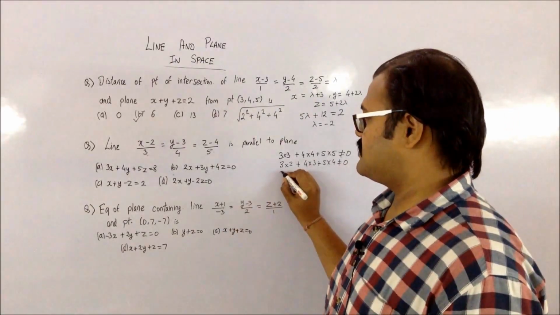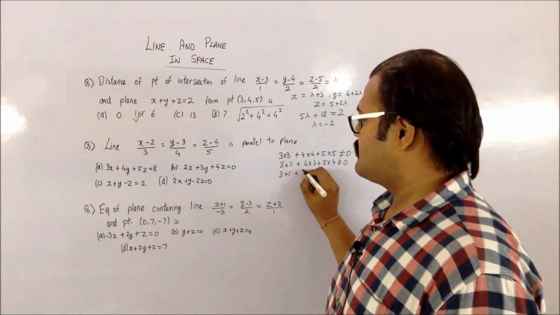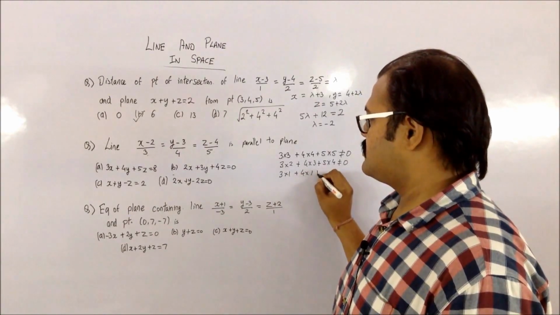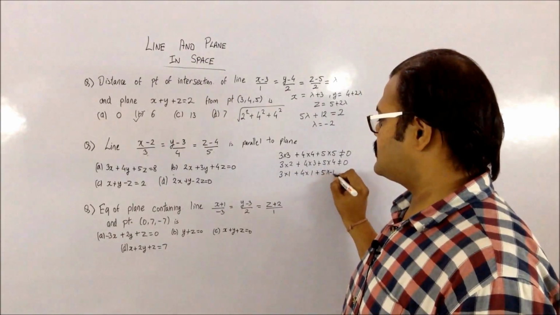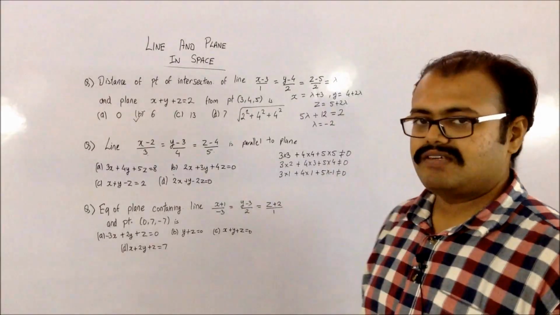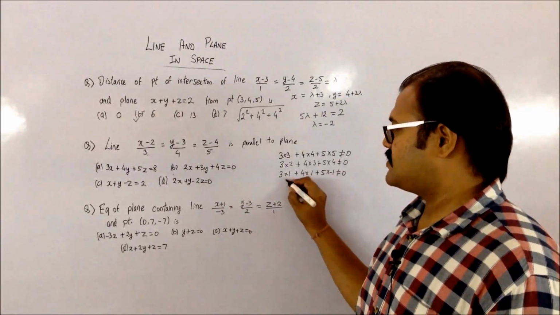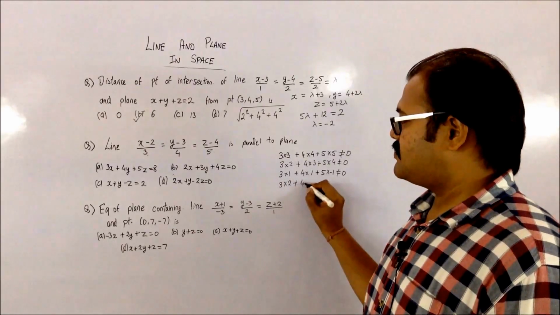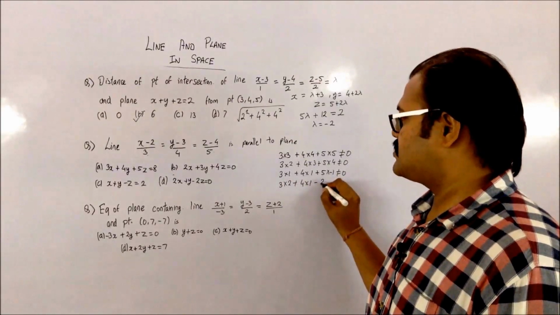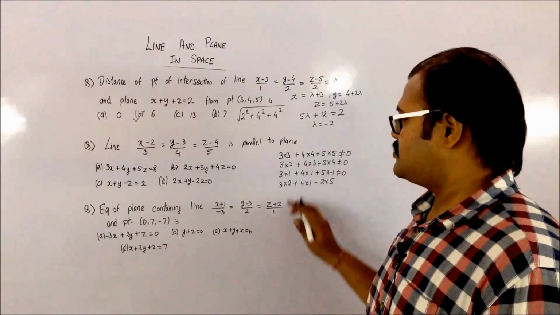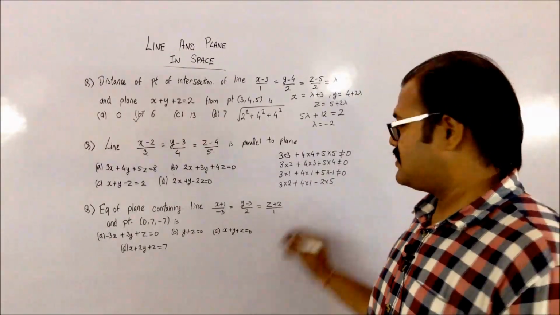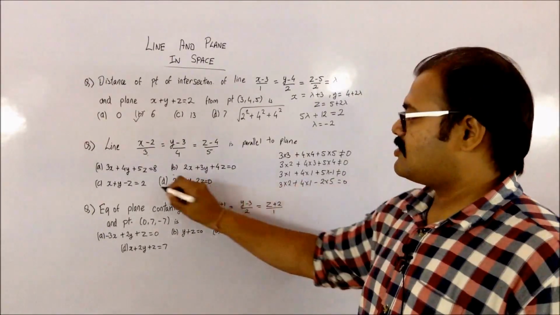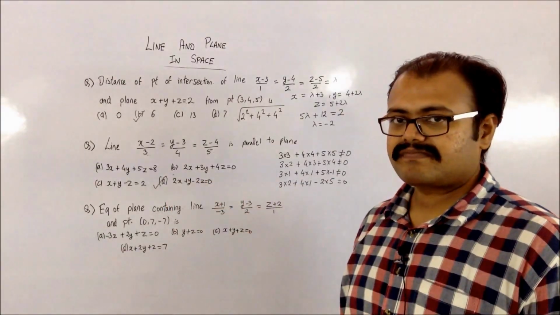The next one, which is 3 into 1 plus 4 into 1 plus 5 into minus 1, also is not equal to 0. And the last one, you will be having 3 into 2 plus 4 into 1 minus 2 into 5, which if you check it, is going to be equal to 0. So your option is D.